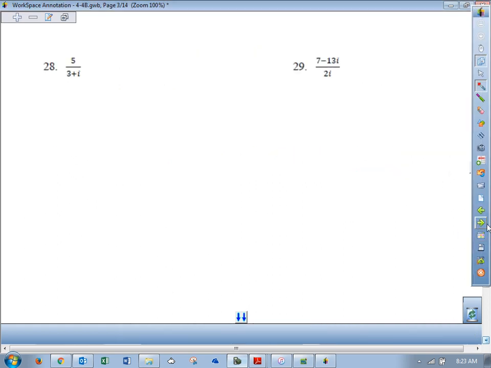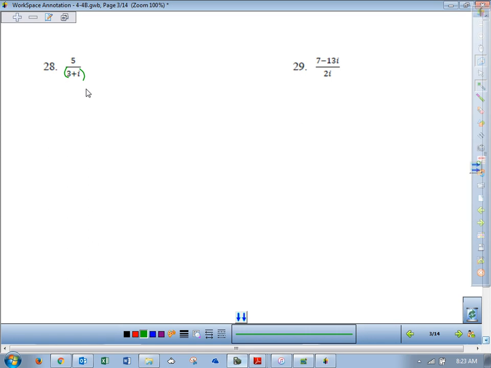Next guy. There's an i in the denominator. Will I need to multiply by the complex conjugate? How many terms are there? 2. So I need to multiply by the complex conjugate. You have to put parentheses around anything with more than one term to keep it correct, though. What is the complex conjugate of 3 plus i? 3 minus i. Do it to both the numerator and the denominator.